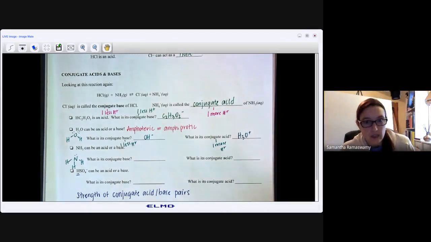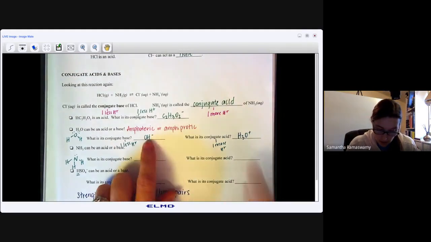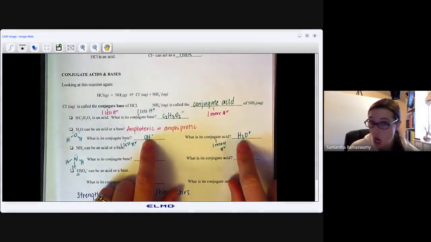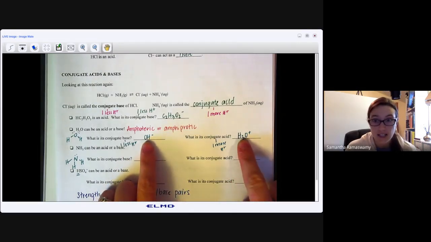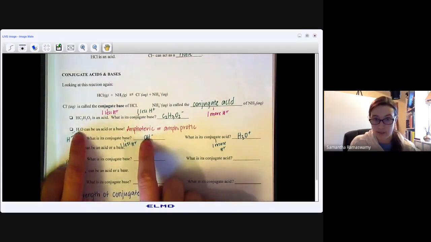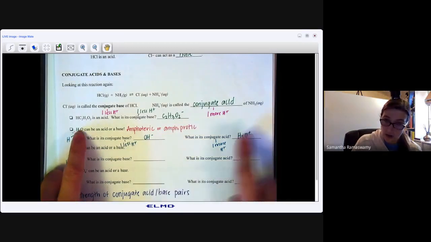So now I do want to point out OH minus and H3O plus. This is not a conjugate acid-base pair. These differ by two H pluses. So OH minus and H3O plus are not a conjugate acid-base pair. H2O and OH minus is a pair. H2O and H3O plus is a pair.